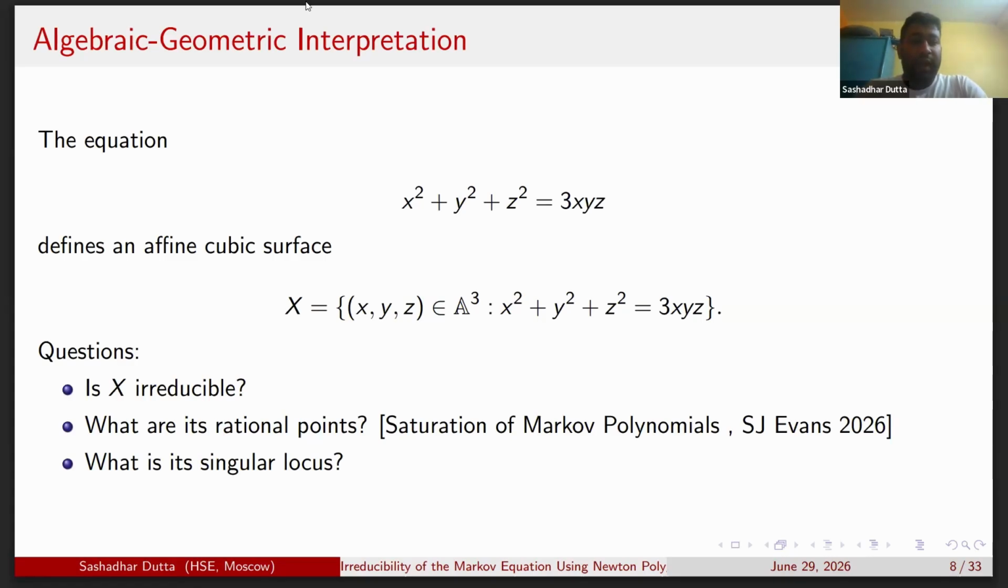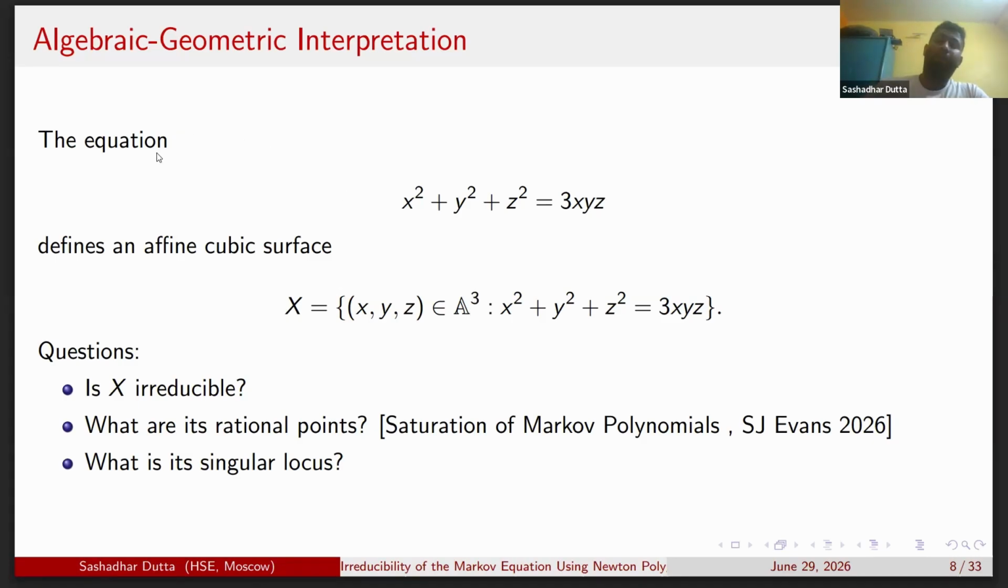Now I'm talking about the algebraic geometric interpretation of Markov equations. So you know that this is the Markov equation, and I'm defining some affine algebraic surface. Okay, so x, y, z belongs to A3, an affine algebraic surface: x square plus y square plus z square equals 3xyz. I'm just choosing the Markov triples from this affine algebraic surface A3.